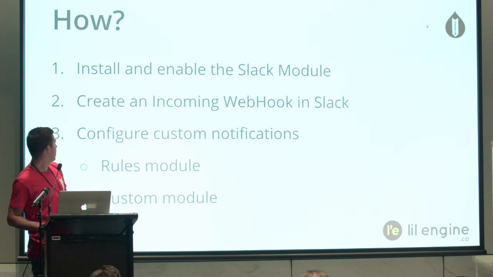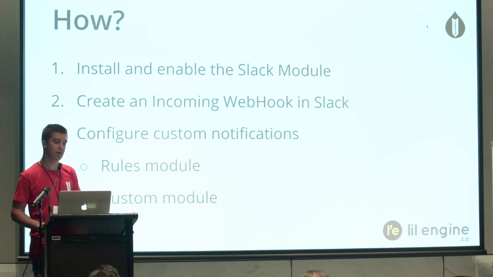The second step is to create an incoming webhook in Slack. This is pretty simple to do. You just need to know where to go, but we'll get to that shortly. And the third step is to configure our requirements, configure our own custom notifications. There's two ways to do this. We can either use the rules module, which works really well with the Slack module, or we can create a custom module for a more custom notification.